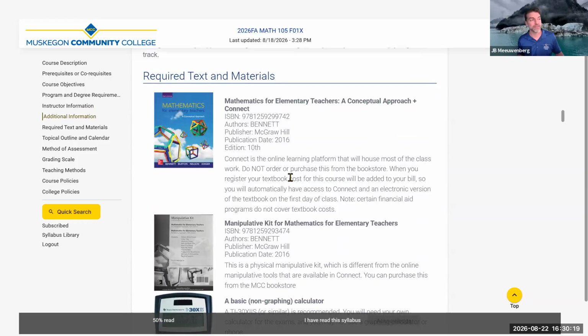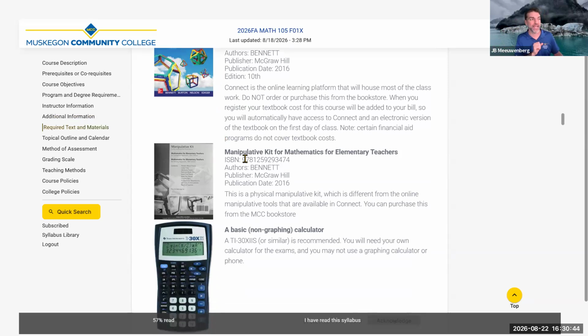What materials do you need for this course? The Connect platform gets you this book. You already have access to this. Note that you do not need to order or purchase this from the bookstore. It's already embedded in our course. When you registered for the class, your textbook cost was added to your bill. So there's nothing you need to do to get access to that yet.